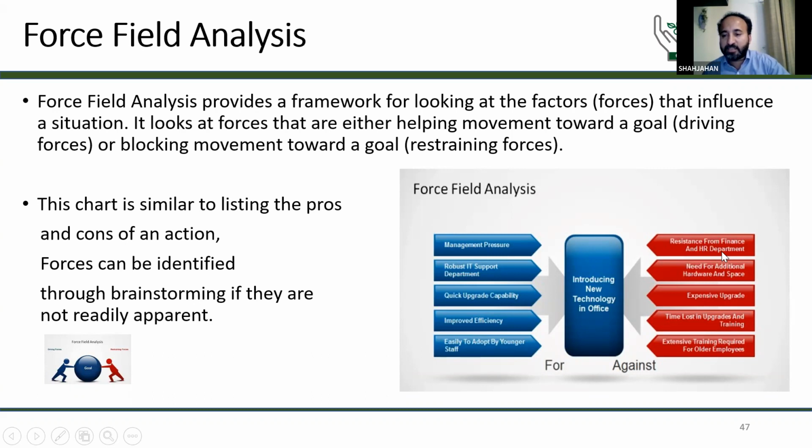Restraints from the finance and HR departments, that this new technology is very expensive. Need for additional hardware and space. Expensive upgrade. Time lost in upgrade and training, extensive training required for older employees. So these are the negative points.